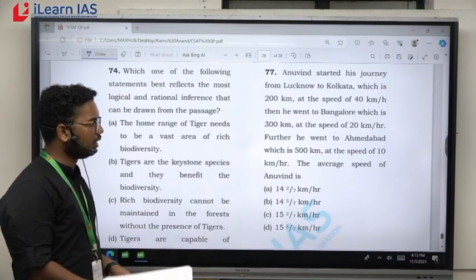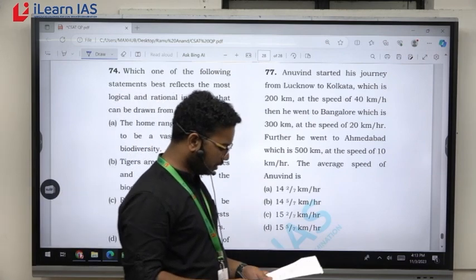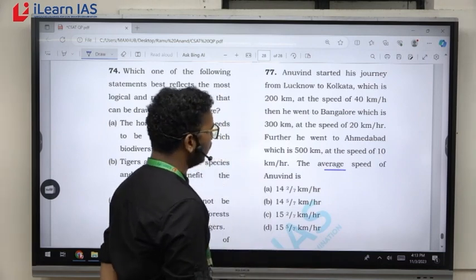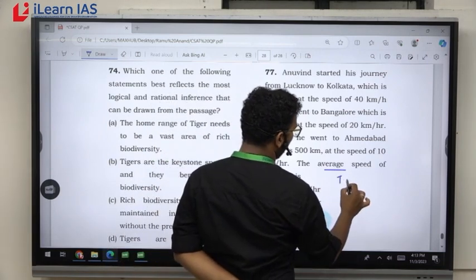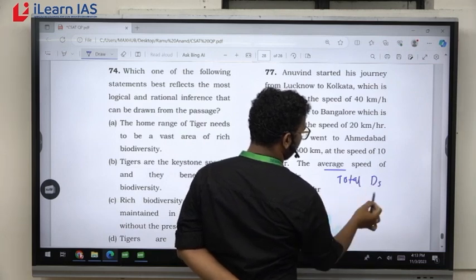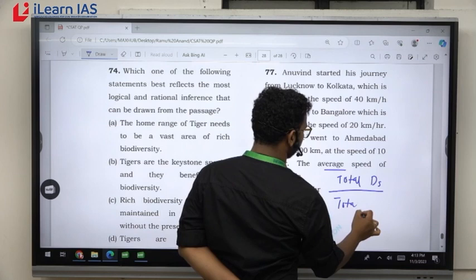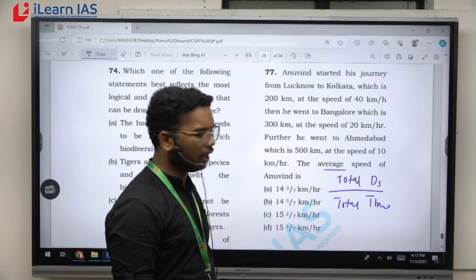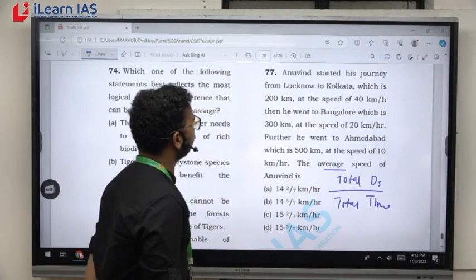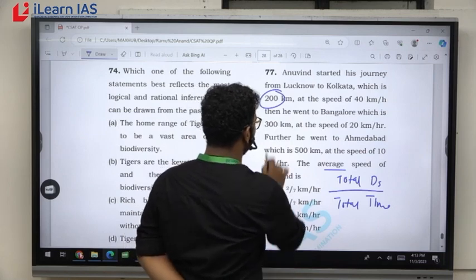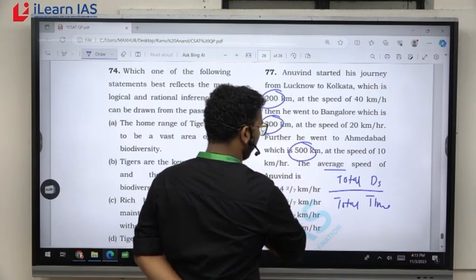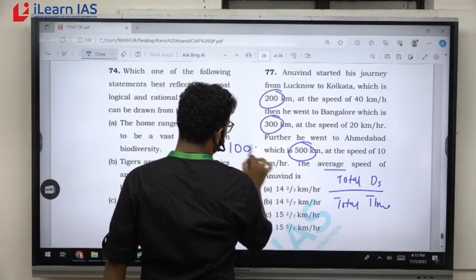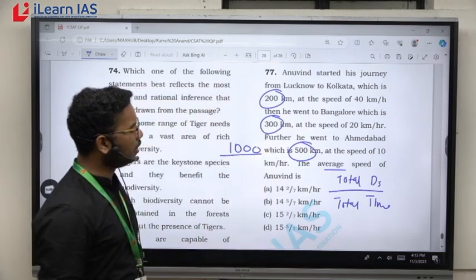Question 77. Average speed is what is asked. Average speed is given by the formula total distance by total time. Total distance is 200 plus 300 plus 500. So total distance will be 1000, by total time.